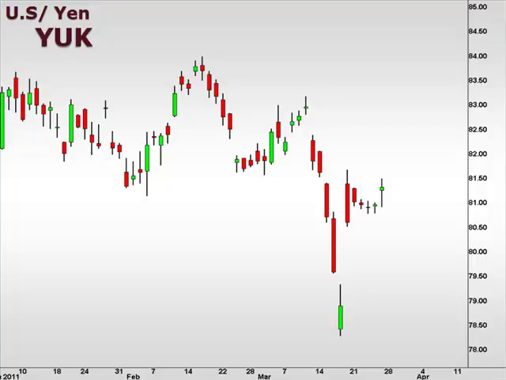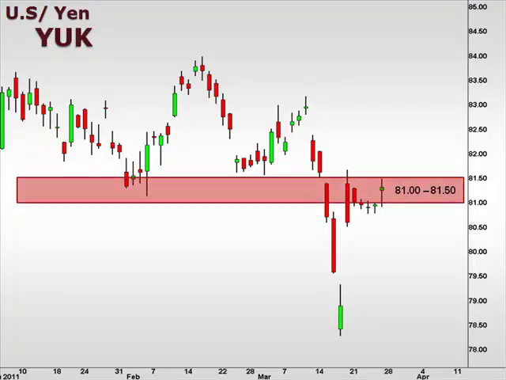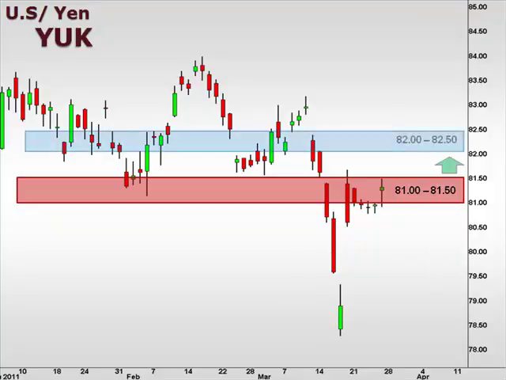Let's take a look at the YUK, the U.S. dollar versus the Japanese yen. Well, the YUK has been consolidating within the 81.5 focal zone for the past week. A break below 81 opens the window for a retest of the lows. A break above 81.5 lends credibility to a move towards resistance at the 82.5 level.